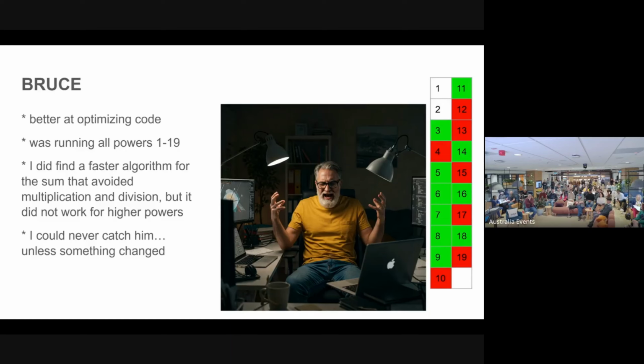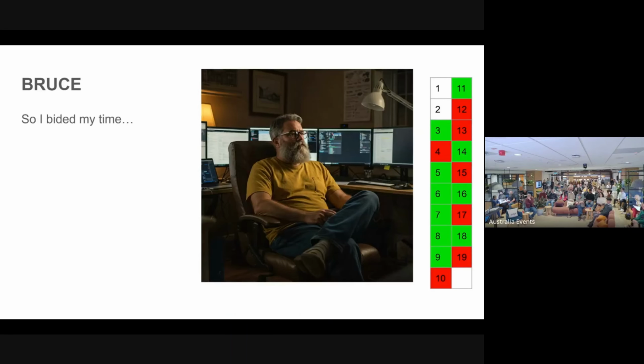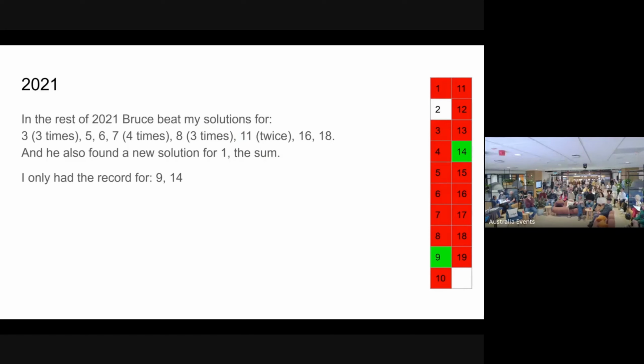He was ahead of me. His code was faster. He was running them all. So I couldn't catch him unless something changed. So I just bided my time. For the rest of 2021, Bruce beat my solutions for the 3rd, 5th, 6th, 7th, 8th, 11th, 16th, and 18th powers. So by the end of 2021, the only ones I had the records for were 9 and 14.